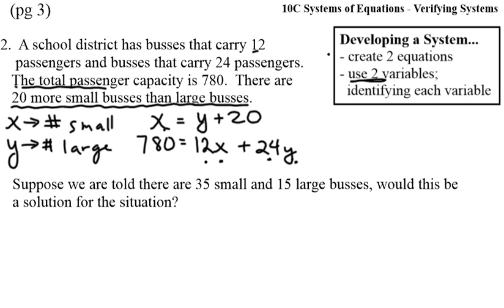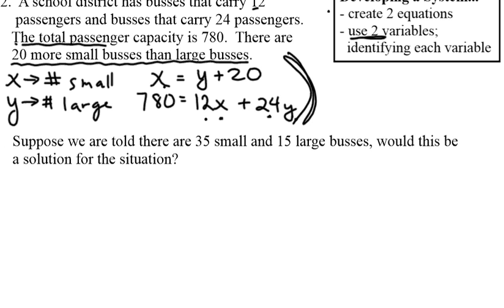Some students might say, oh, there's a difference of 20 buses, and we know there's more small than large, so I would subtract them to get 20. There's another possibility for that same situation. You have choices at times. Either one would be acceptable. But there's our system of equations. That's what's happening in this question.